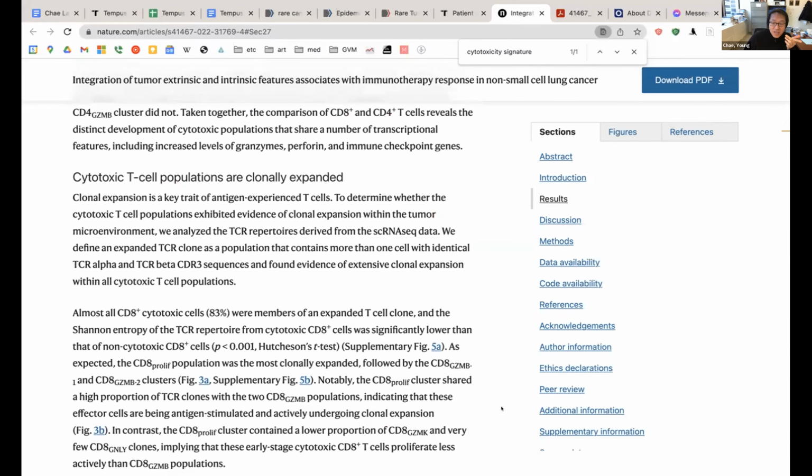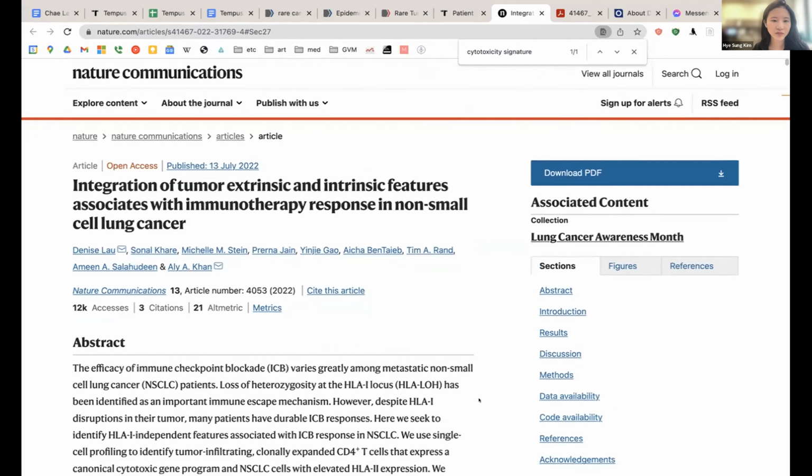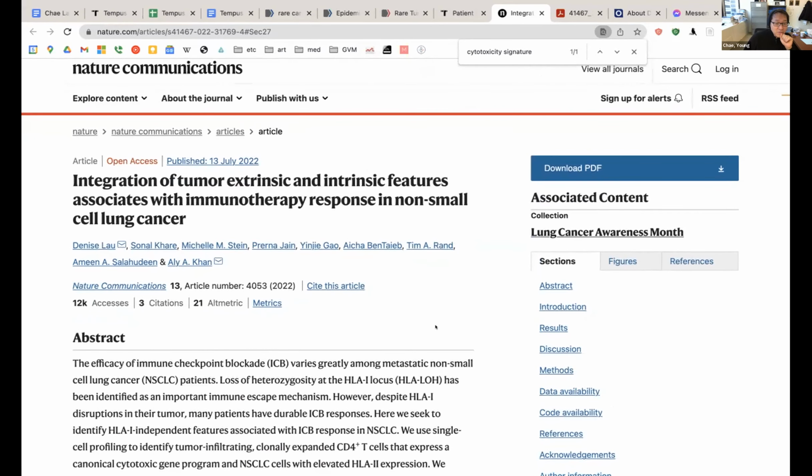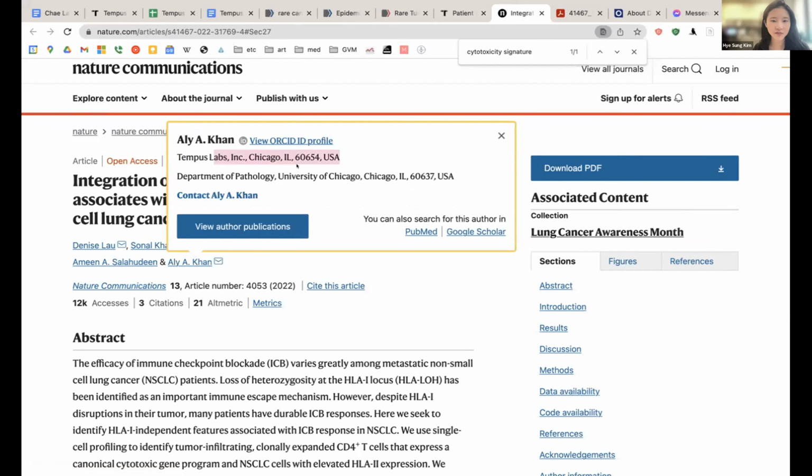Okay, I think this is a nice paper for us to understand what Tempest did. There's more than mRNA here. There's a lot of single cell, everything. When was this published? 2022. Oh, so pretty recent. And this is Nature Communications. See what you see in Tempest? Chicago. Okay, so it's really the Tempest paper.